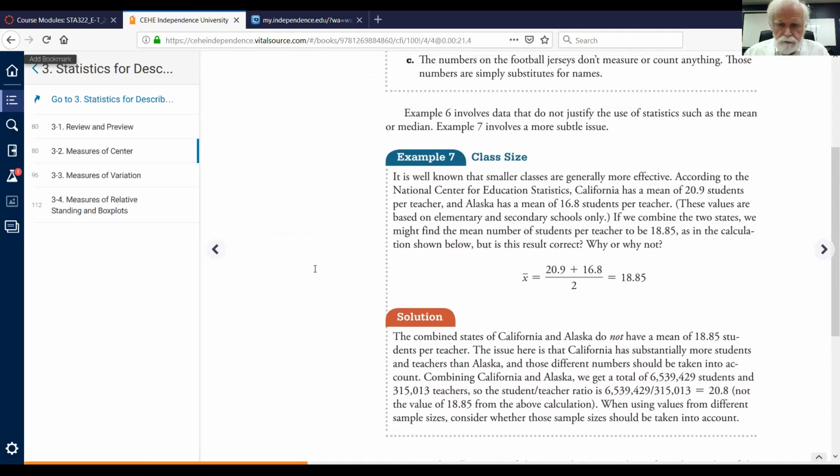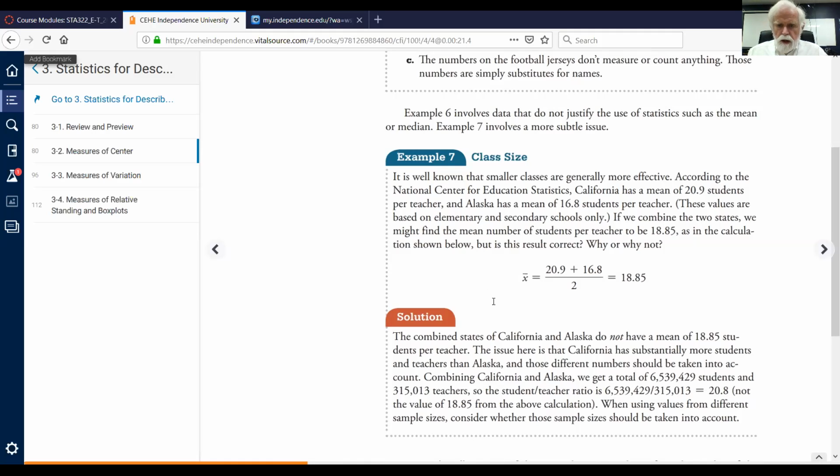Class size. It is well known that smaller class sizes are more effective. According to the National Center for Education Statistics, California has a mean of 20.9 students per teacher, and Alaska has a mean of 16.8, based on elementary and secondary schools only. If we combine them, we might find the mean number per teacher of 18.85 as the calculation shown below. Notice this is carried out 1 decimal point further than what's in the basic data.